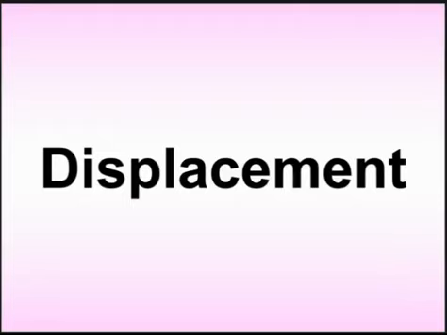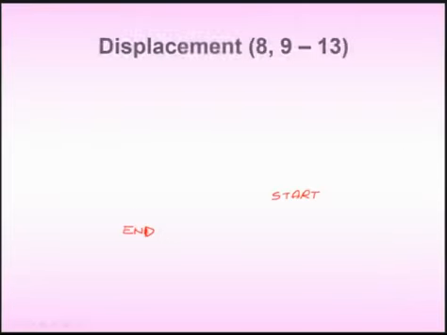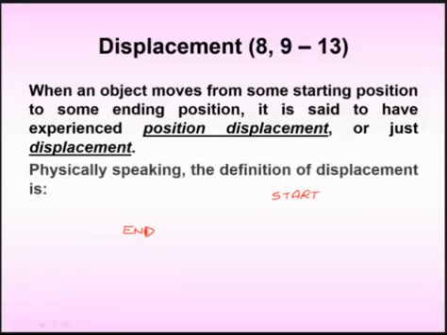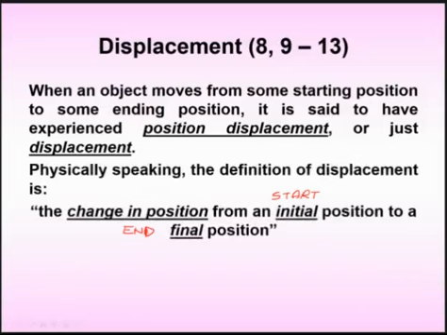Displacement. Okay, so displacement is basically what results when an object moves from some starting position to some ending position. Whenever that happens, the object is said to have experienced position displacement. No one says position displacement. Everyone just says what? Displacement. Okay? Everyone says displacement. So physically speaking, the definition of displacement is the following. Go ahead. I think you have to copy that one down.